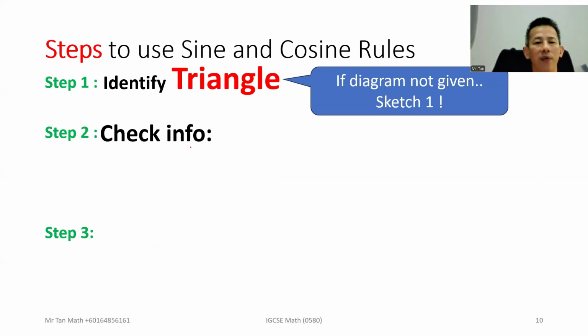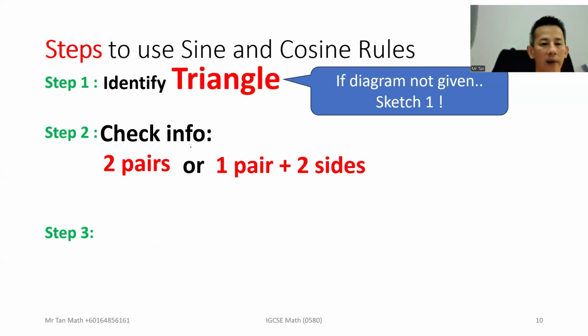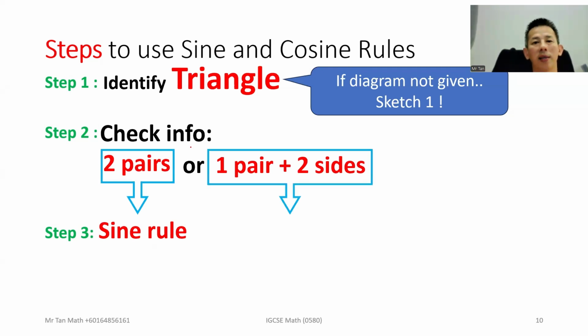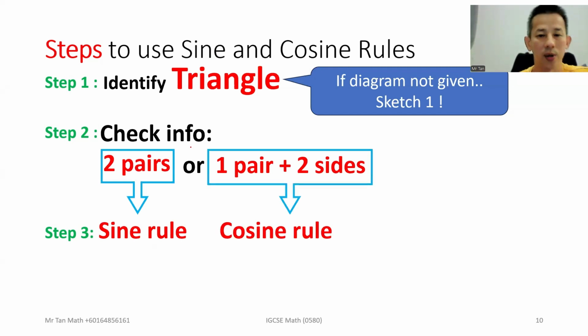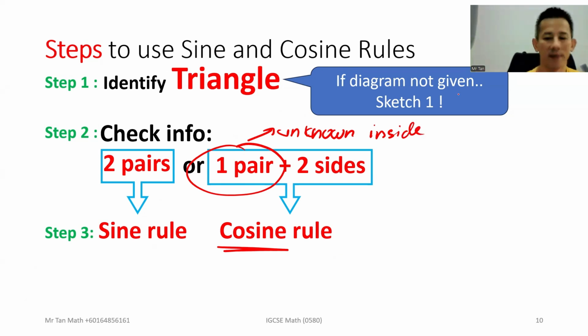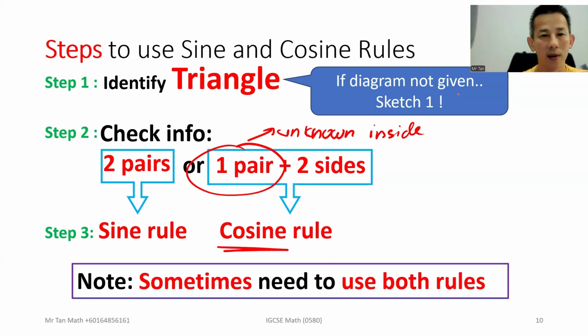Step 2, you check the information, whether it's two pairs or one pair plus two sides. If two pairs, then you use sine rules, and if one pair and two sides, then you use cosine rules. And remember, for cosine rules, the unknown will be inside one of the pair. And sometimes you may need to use both of the rules.